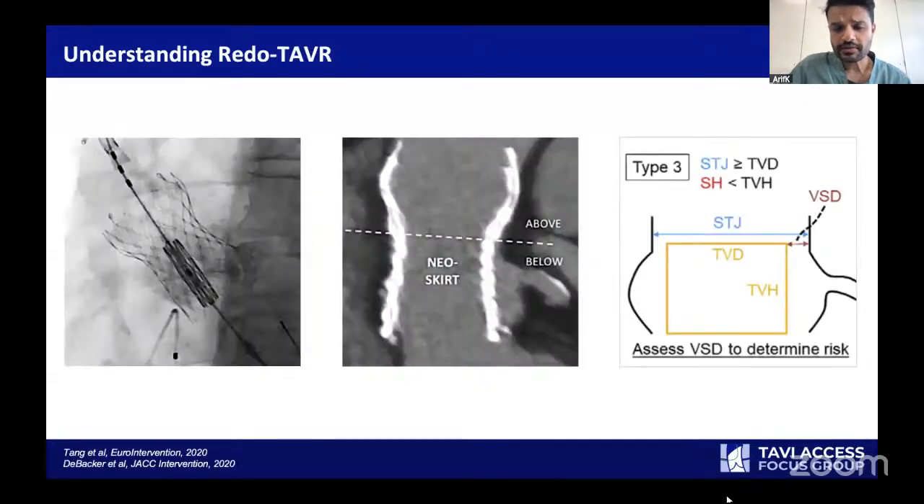So next topic, redo-TAVR. Redo-TAVR was quite complex when we first started this field. We were trying to understand something which was a little bit difficult using either fluoroscopy, then trying to use CT scans, trying to explain quite complex concepts with diagrams.